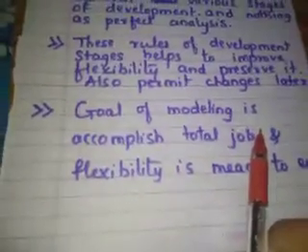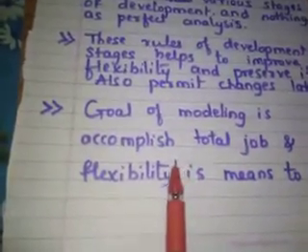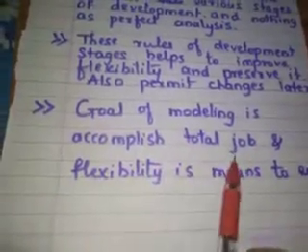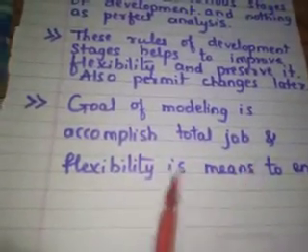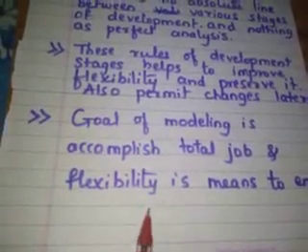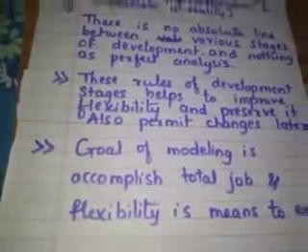They overlap. So to conclude, the goal of modeling is about representing your problem statement using UML notations or graphical notations. Our goal of modeling is to accomplish the complete job, but it should be done with flexibility, because wherever a change is required, it should be flexible enough. We should make that change without affecting the overall structure of the system.